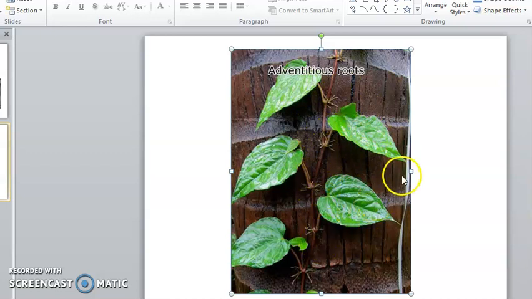Okay, so this is about the adventitious roots. Now let us move on to the next part, that is next function, which is called as the respiration. Okay, so these adventitious roots here will provide support to the plant.